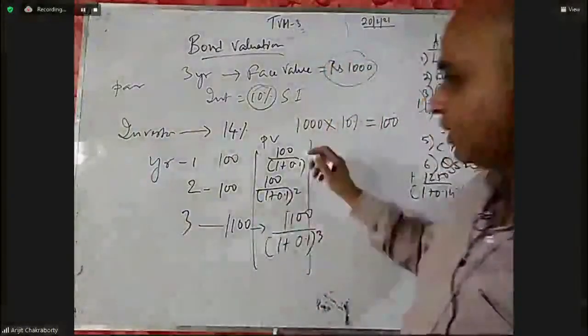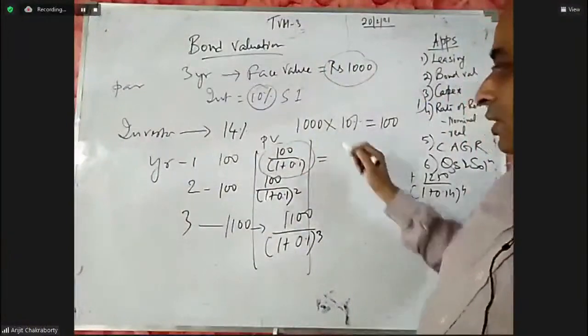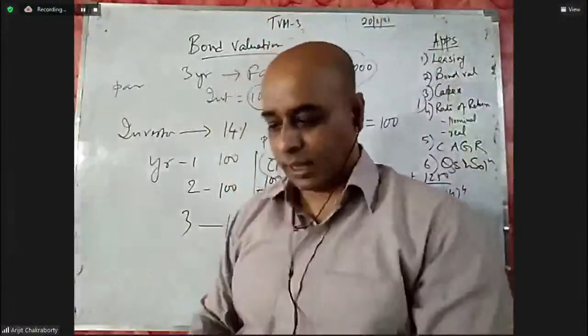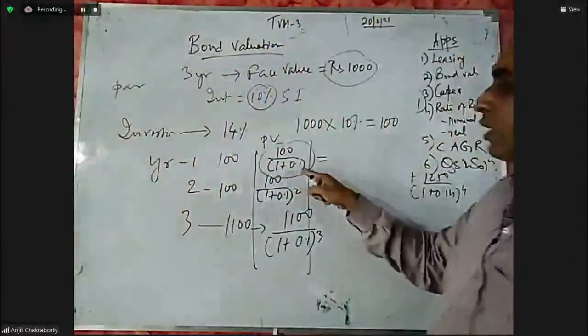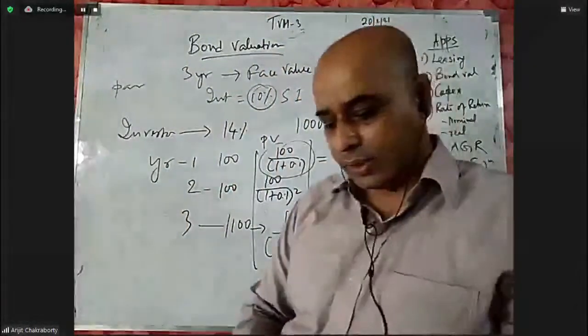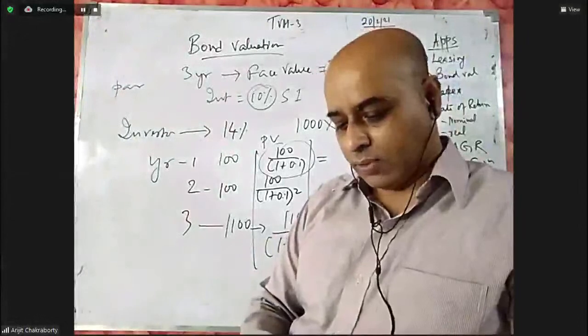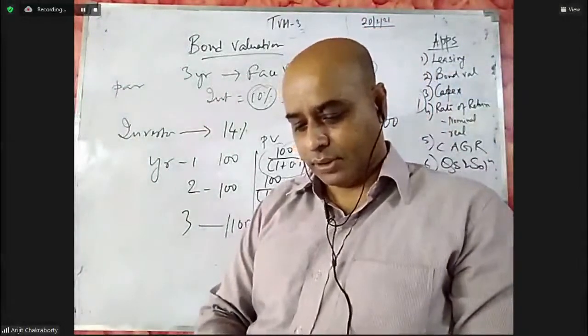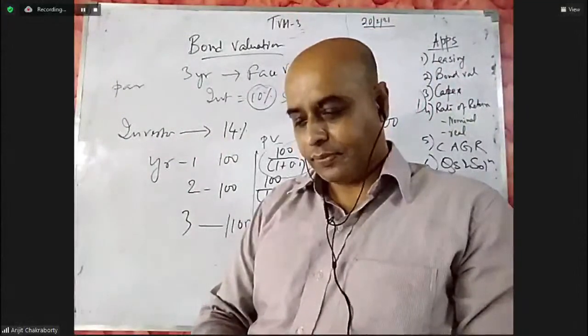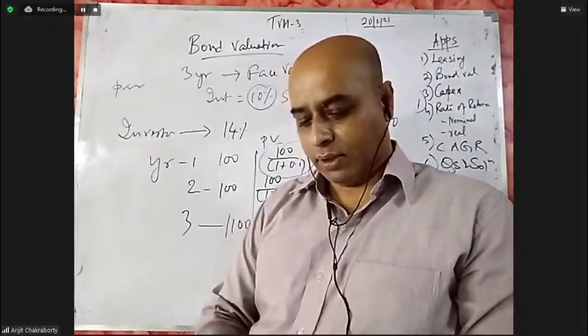We have to calculate each of them. So let us put our calculators ready, back into action. 100 divided by 1 plus 0.1, that is 100 divided by 1.1. Just let us see, 100 divided by 1.1.